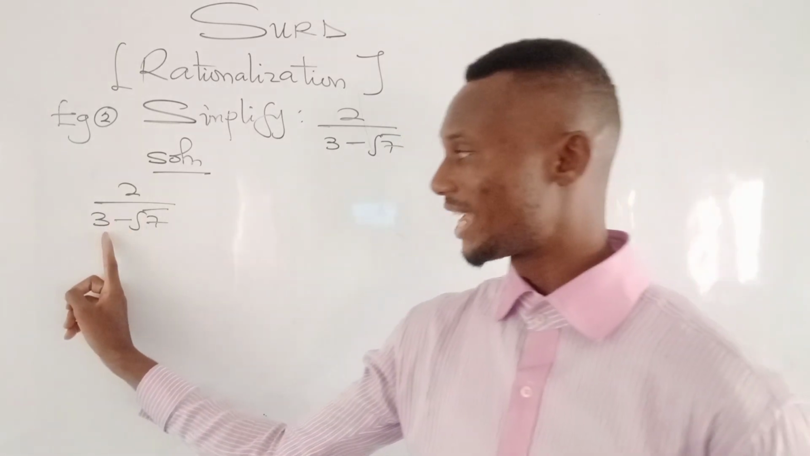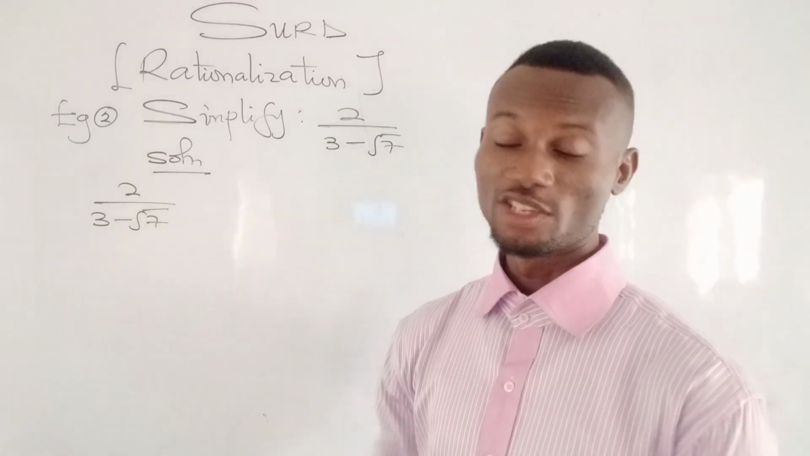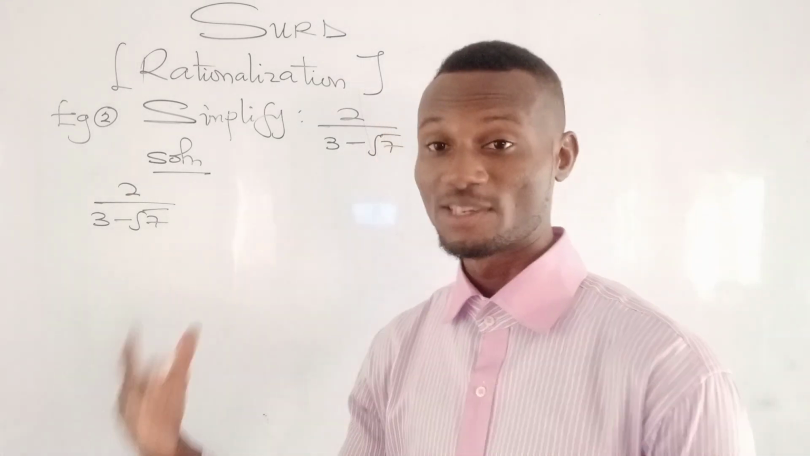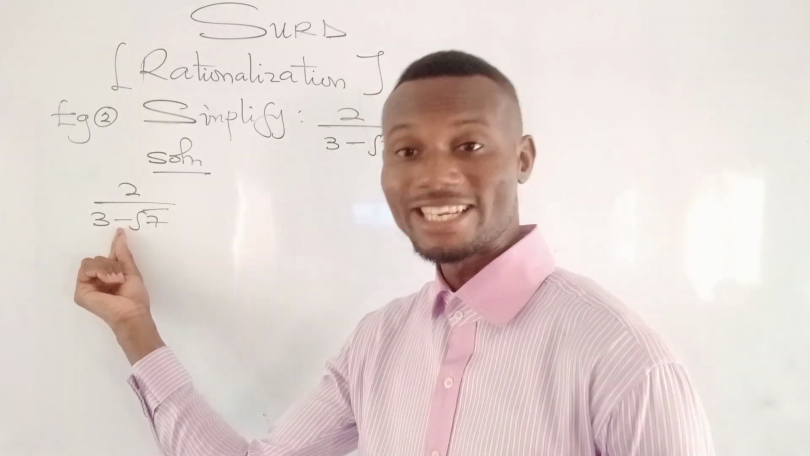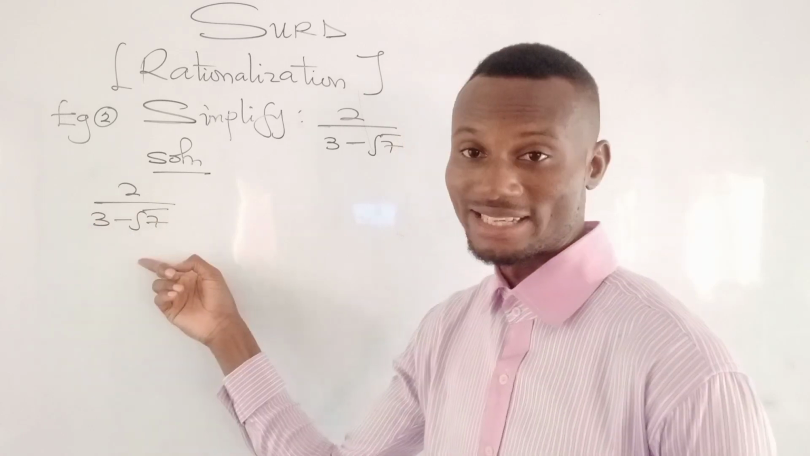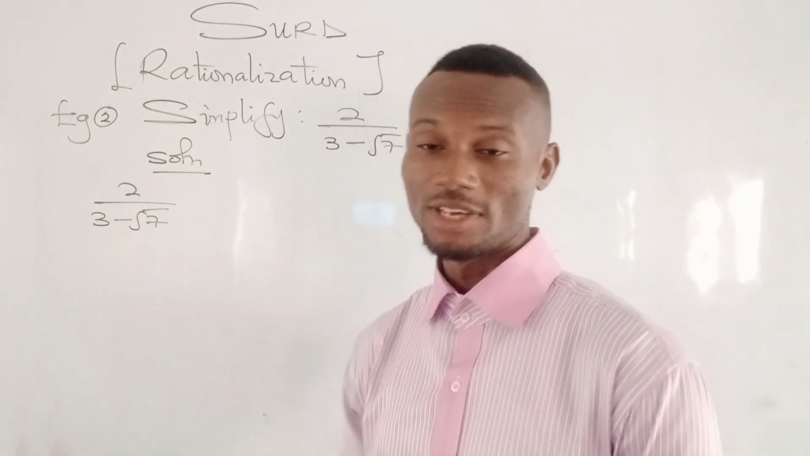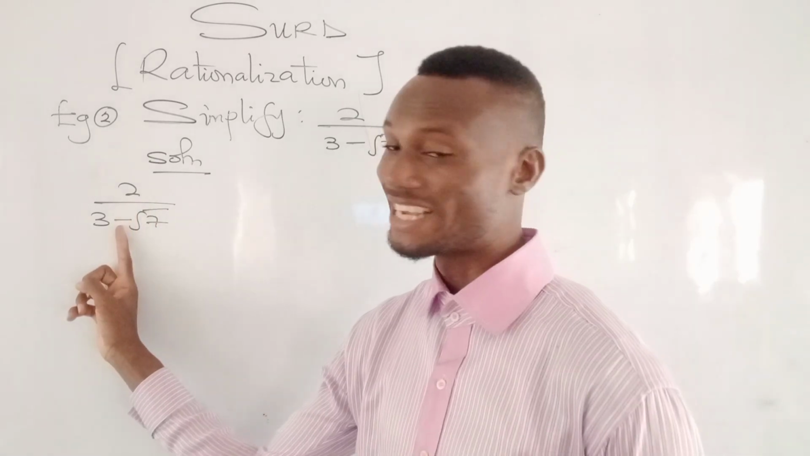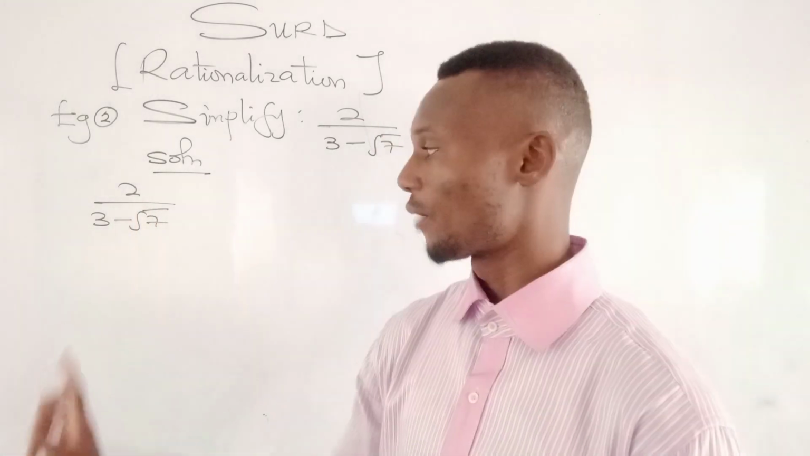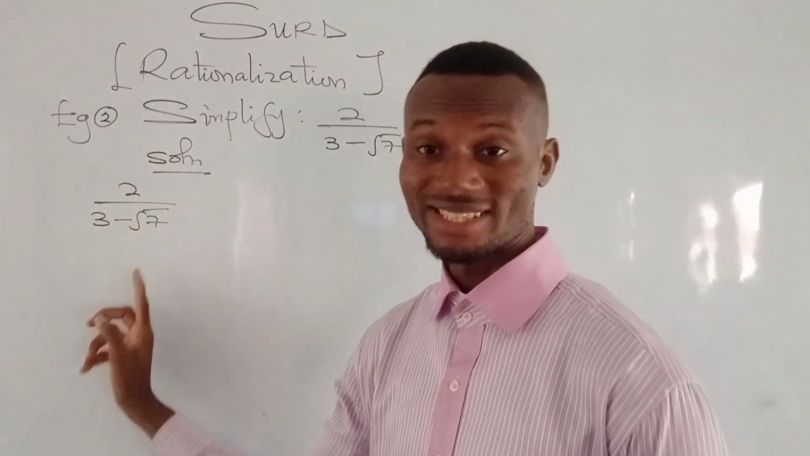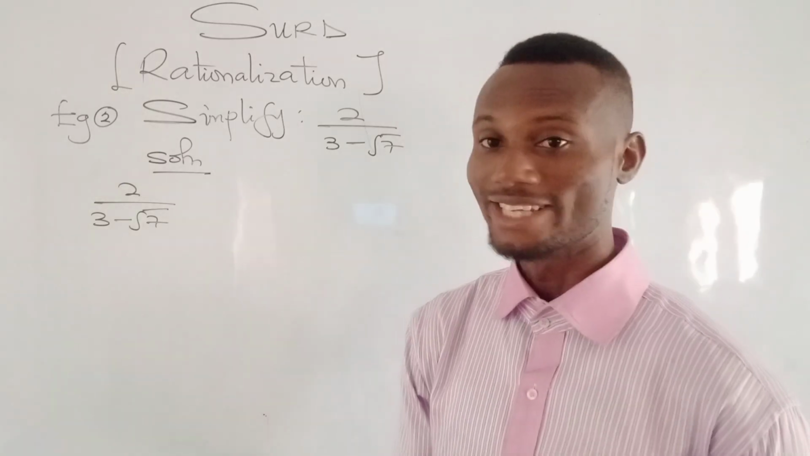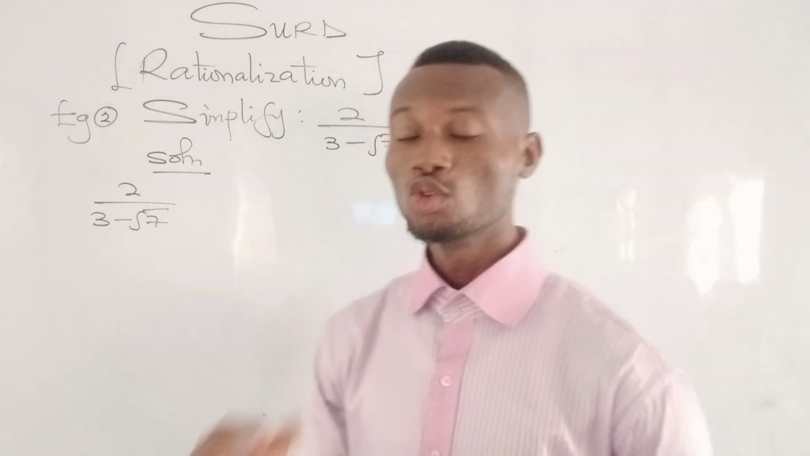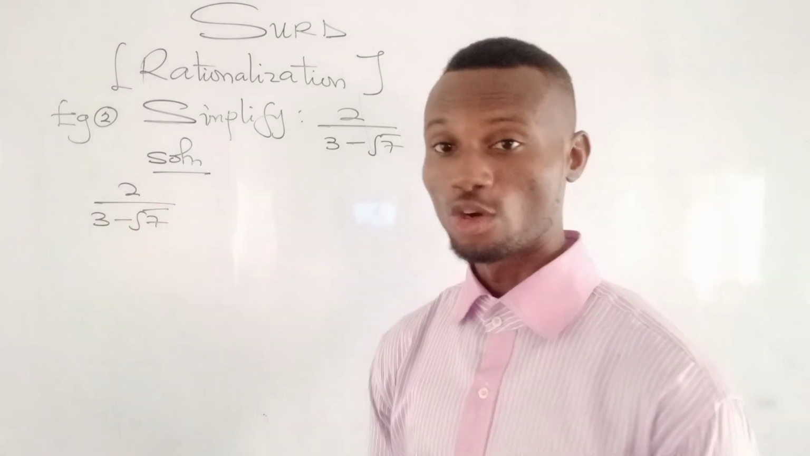The conjugate of this 3 minus root 7 is going to be 3 plus root 7, and I've explained to you that the conjugate simply means that the sign in the middle of it, you change it to the opposite. So because this is negative, we are going to change it to positive. So you are going to write 3 plus root 7. That is the conjugate of this 3 minus root 7. We are going to use that conjugate, 3 plus root 7, to multiply both the numerator and the denominator of this same fraction. So let's go ahead and do it together.